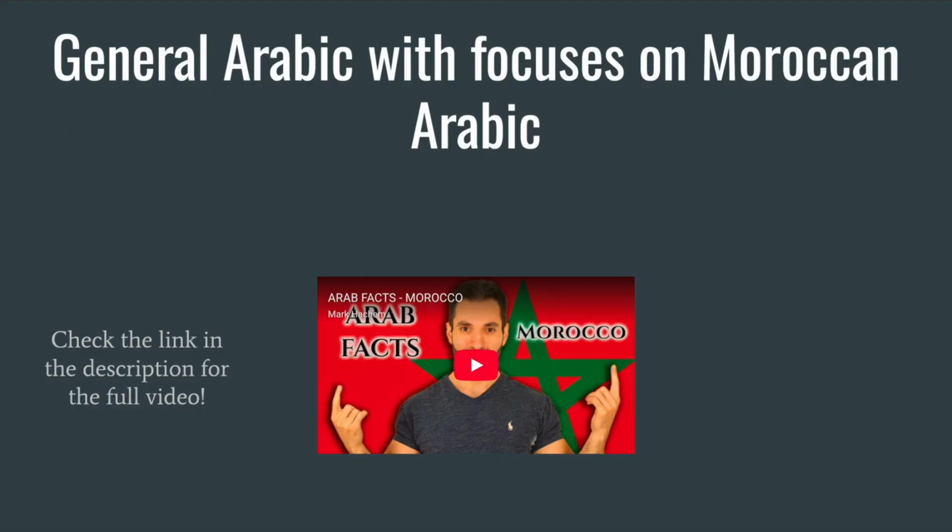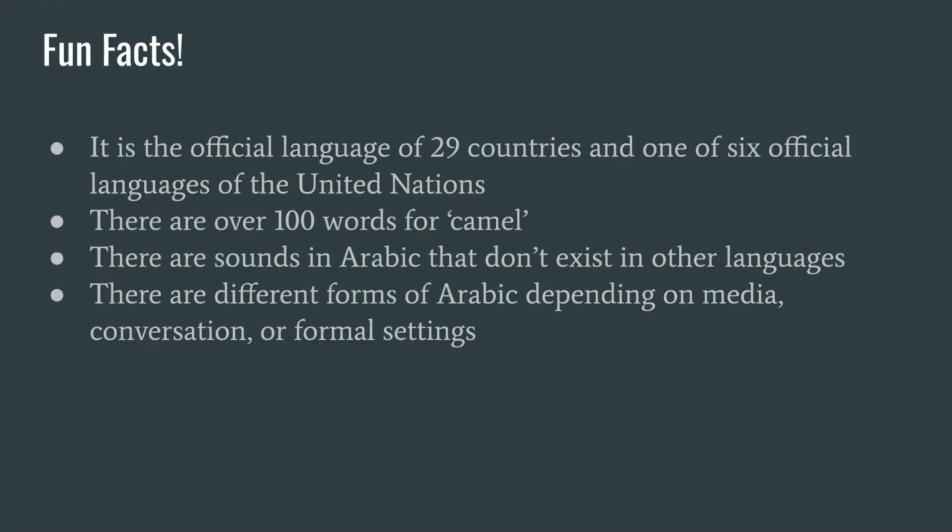On our next slide, we also discuss some fun facts about the general Arabic language that we found, such as it is the official language of 29 countries, and it is one of the 6 official languages of the United Nations. There are over 100 different words just for camel. There are sounds in Arabic that don't exist in other languages that we had mentioned previously. And there are different forms of Arabic depending on media, conversation, or formal settings.